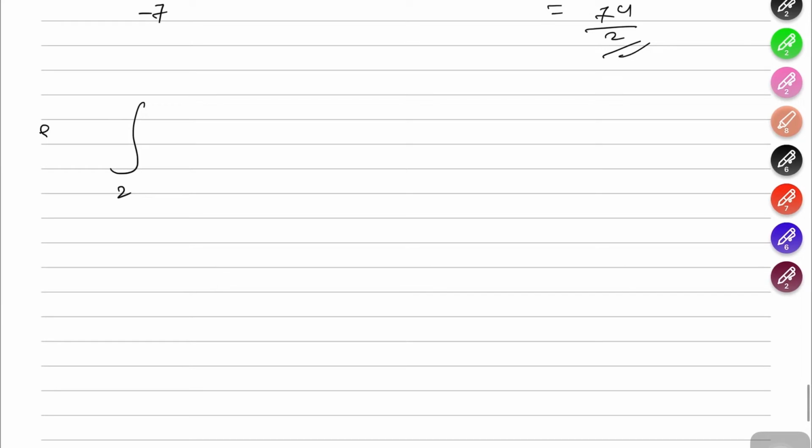So let's say the integral from 2 to 5 of mod x dx. Clearly here 2 and 5 are the same sign, so that will be 5 square minus 2 square upon 2, that is 25 minus 4 upon 2, that is 21 upon 2. So that is the answer.